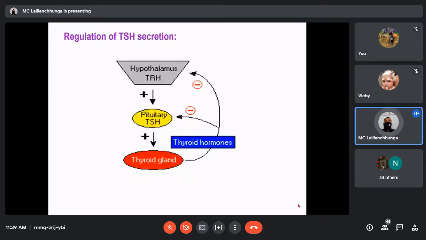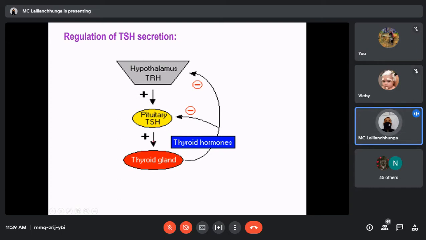Now, how is TSH secretion regulated? It is very simple. The negative feedback mechanism we have already discussed. I don't have a write-up here also. From the diagram itself, you can understand everything. In the hypothalamus, TRH, thyrotropin releasing hormone, is produced. When it is released into the bloodstream and reaches the pituitary gland, it will stimulate the thyrotropes to secrete TSH.